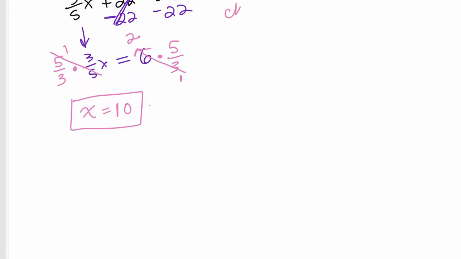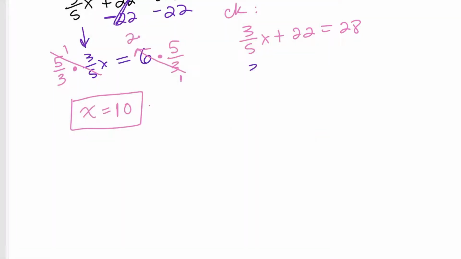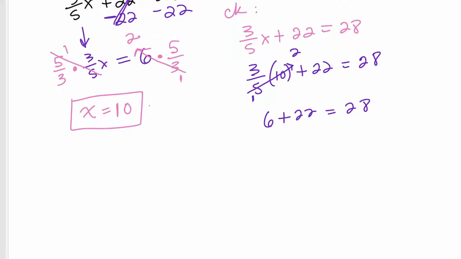Now let's check. So that's 3/5 x that we're checking it in, plus 22 is equal to 28. I'm going to substitute in. So 3/5 times 10 plus 22, that's going to be equal to 28. 5 goes into 10 2 times. So that becomes 2 times 3, which gives me 6, plus 22. Again, 5, that's a 1. 6 plus 22 is 28, so 28 is equal to 28.